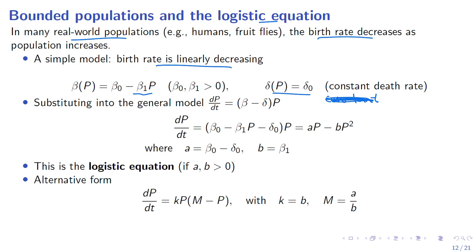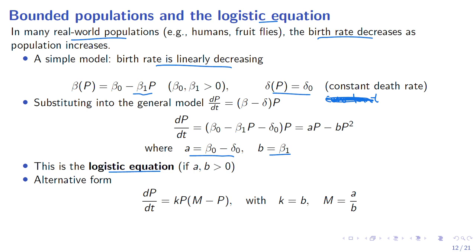Substituting these two into our general model, dP/dt equals beta minus delta times P, where beta is beta naught minus beta 1 P, and delta is delta naught. If we do that, we can simplify it into this form, where a is beta naught minus delta naught and b is beta 1. We can write it in the form a times P minus b times P squared. So this we call the logistic equation.